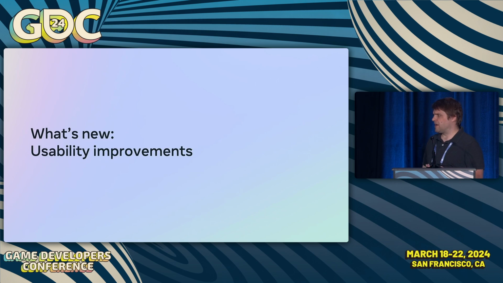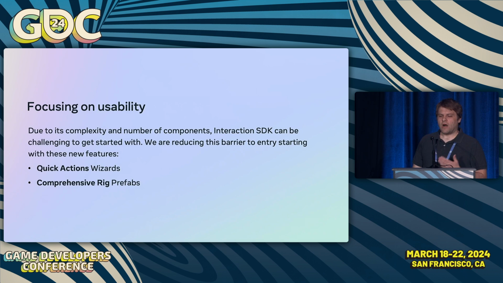Okay, so those are some of the new platform-level features that Interaction SDK can leverage, but these are some usability improvements that are new in Interaction SDK specifically. So why usability? I saw a bunch of hands of people who have used Interaction SDK in the past. This might ring true for you that it can be a lot, right?